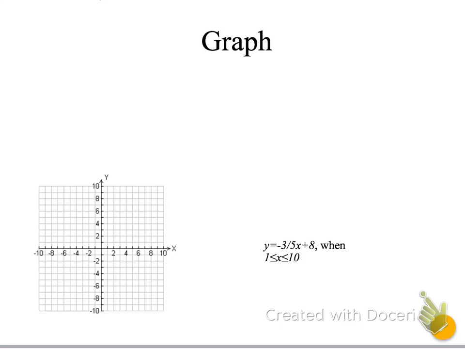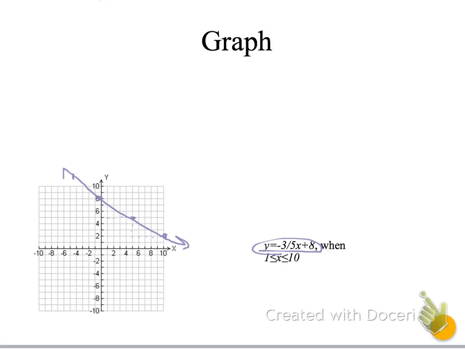Okay, we're going to graph this. So first I'm going to graph this. So I'm going to go up 8. And I'm going to go down 3, to the right 5, down 3, to the right 5. Or I could go up 3 to the left 5, so somewhere over there.